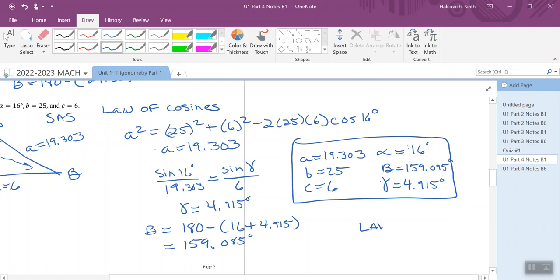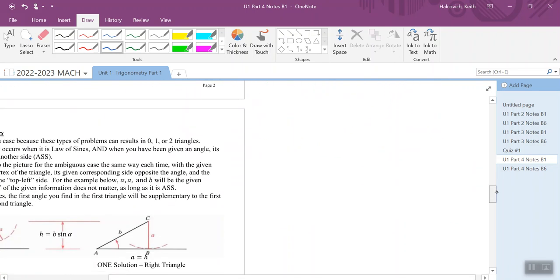So when do you use the law of cosines? Well, there are two cases: when you're given 3 sides, or you're given 2 sides and the included angle, which means the angle that is not opposite the side that you're given. Every other time, you're going to use the law of sines.